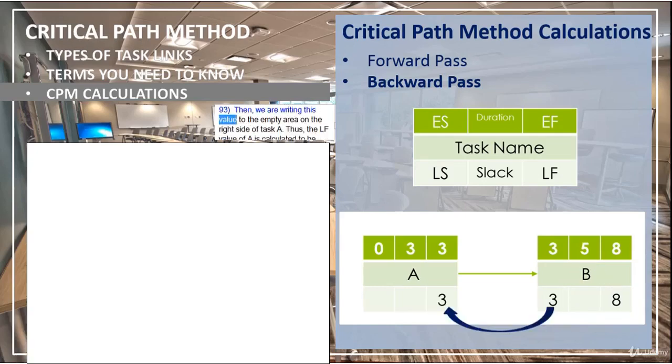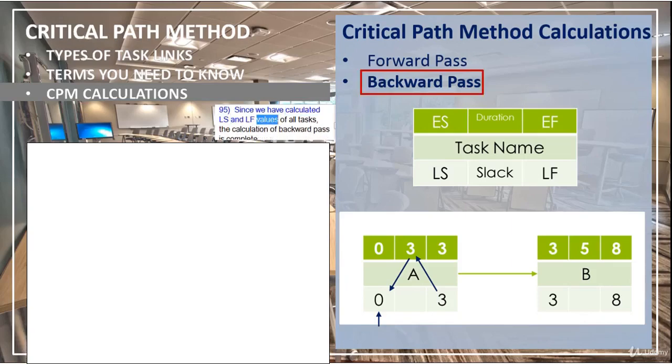Then, we are writing this value to the empty area on the right side of task A. Thus, the LF value of A is calculated to be 3. Now, just like we did in B, we are subtracting the duration of the task from this value and writing the result to the bottom right. If we subtract 3 from 3, we will have 0, which is the LS value of A. Since we have calculated LS and LF values of all tasks, the calculation of backward pass is complete.